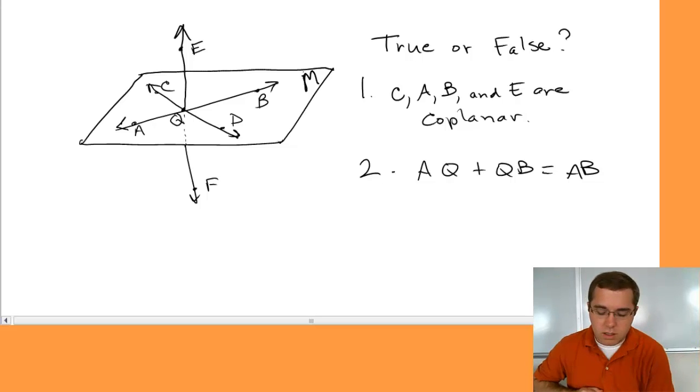Okay? True or false? Number one, points C, A, B, and E are all coplanar. And number two, AQ plus QB equals AB. Answer each one of those as true or false. And that is the end of the video on sections 1.2 and 1.3.